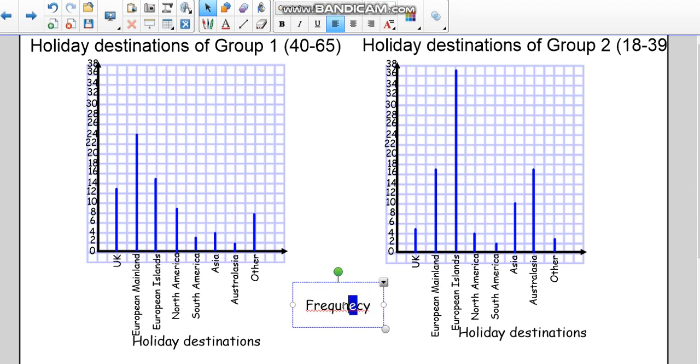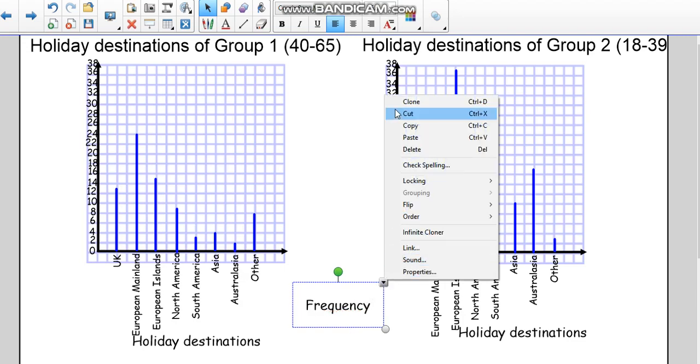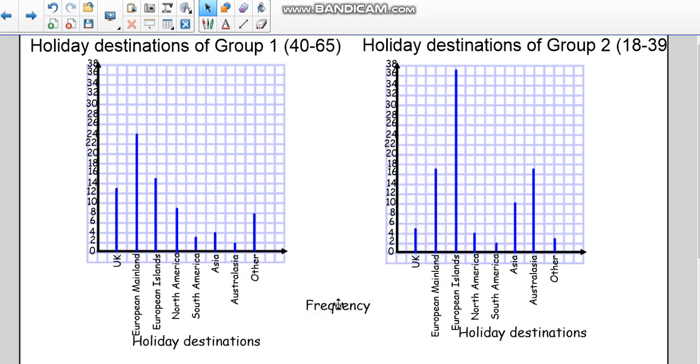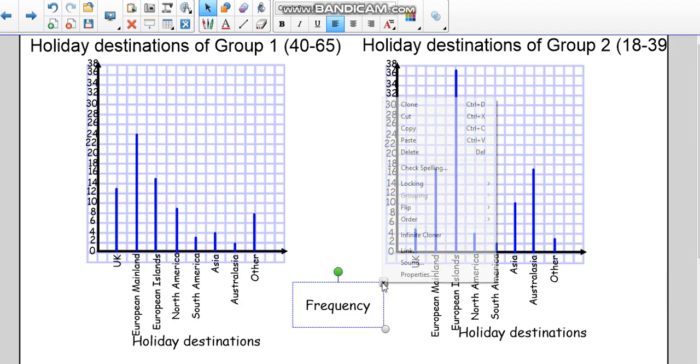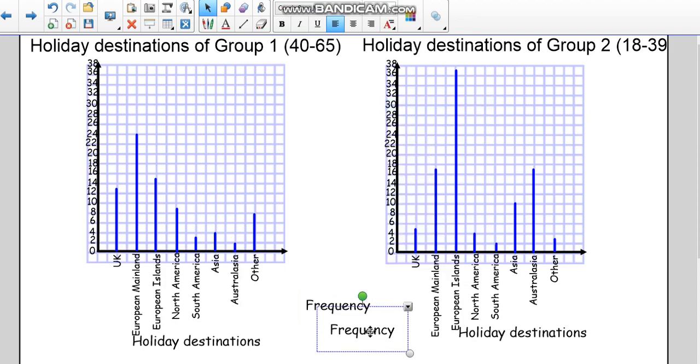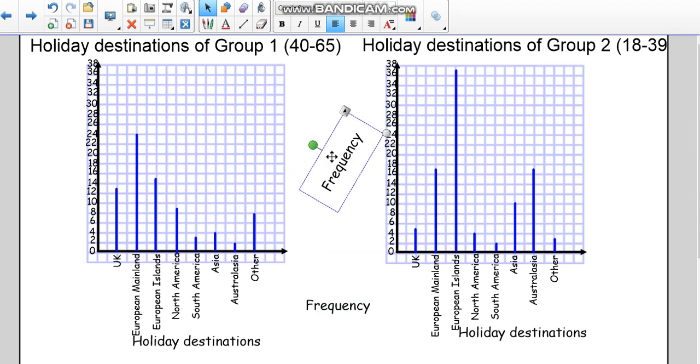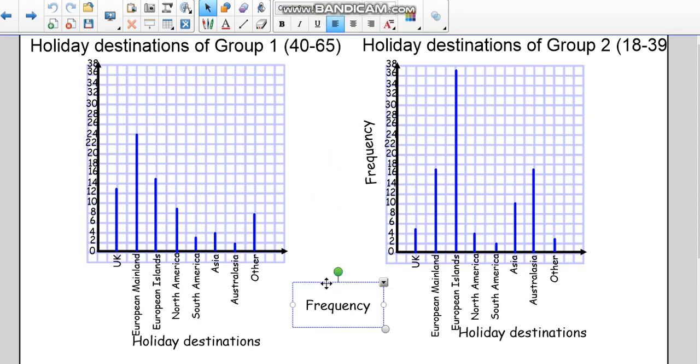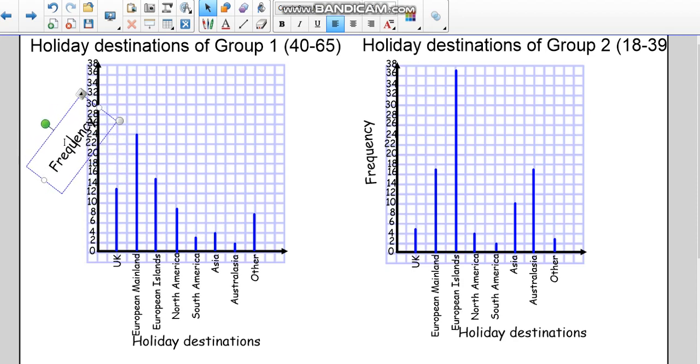Oops. Let's claim that. Okay, and we'll put that there, and I'll just turn it. Ooh. No, it doesn't want to go. There we go. Right, and then that one goes over there. Okay, so we've got our axes labelled as well as a title.